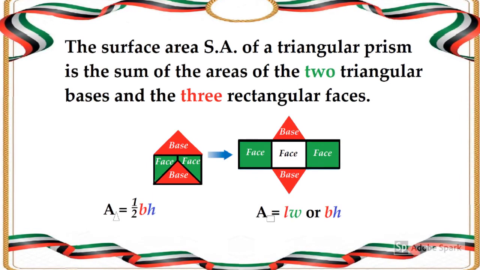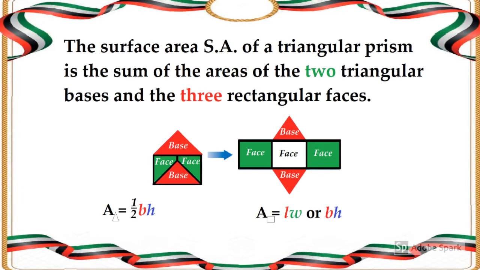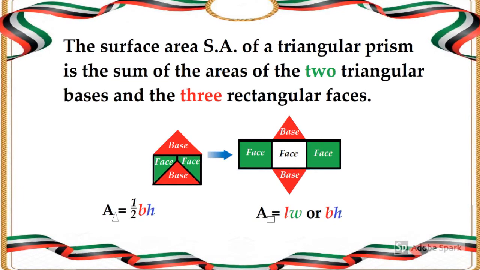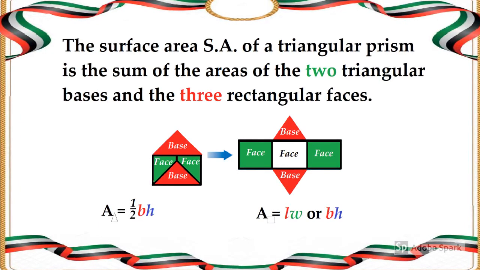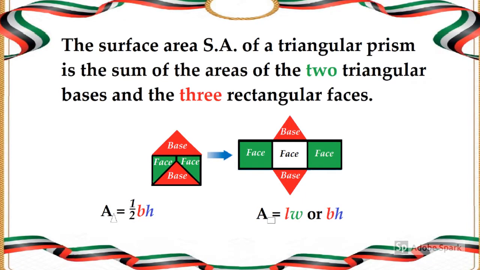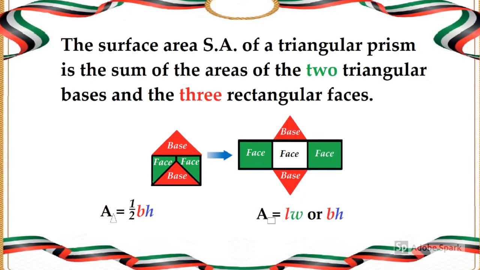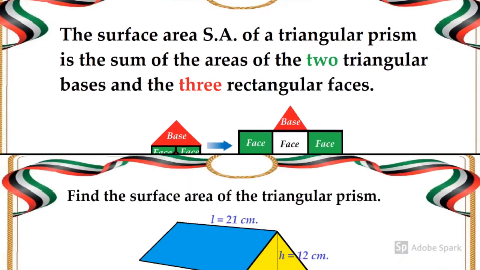You can see that I colored the triangles red. These are the bases, and the area is 1/2 BH. And I marked the three rectangular faces as green and white. So, the area of a rectangle is length times width, or base times height.